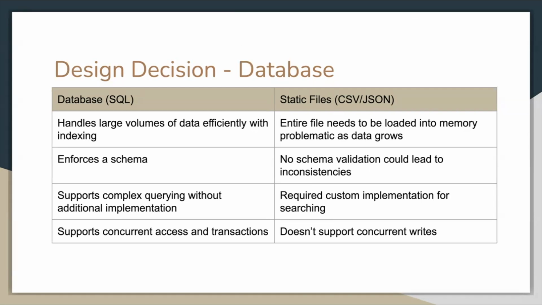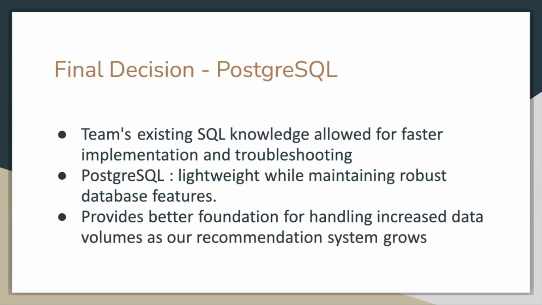Secondly, a database enforces a schema, whereas static files do not have any schema validation. This could lead to data inconsistencies later on. Databases support complex querying without additional implementation, while static files require custom implementation for even basic functions like searching. The biggest advantage is that a database supports concurrent accesses like reads and writes, while static files do not support concurrent writes. So the final decision was to use a PostgreSQL database.